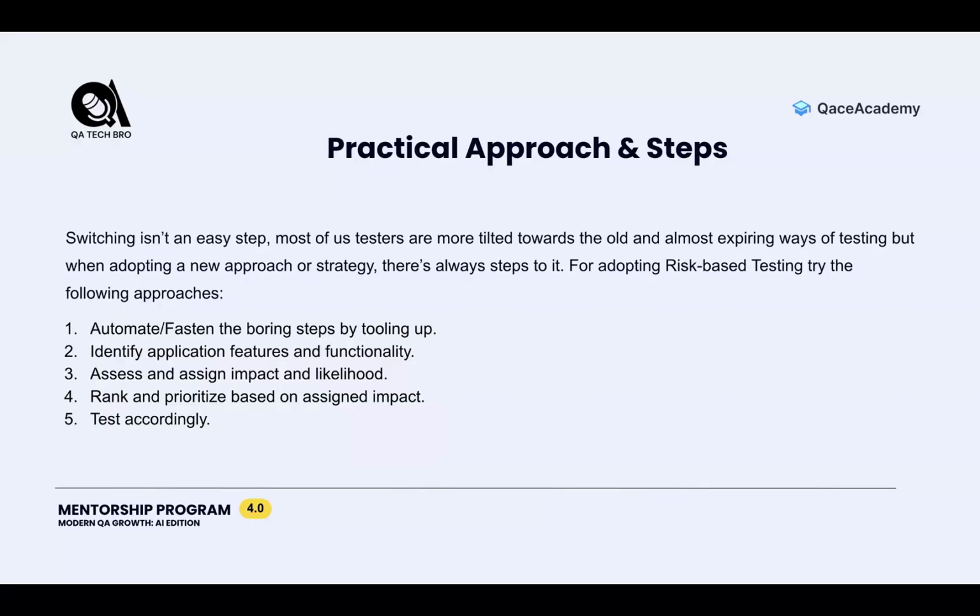Then rank and prioritize, basically. Having understood the impact and likelihood, rank them, prioritize them, then get at it, test accordingly, and move at a very fast pace. I think that's basically it. It looks like I was just breezing through. So I don't know if you have any questions to enlighten us, if there's anything.